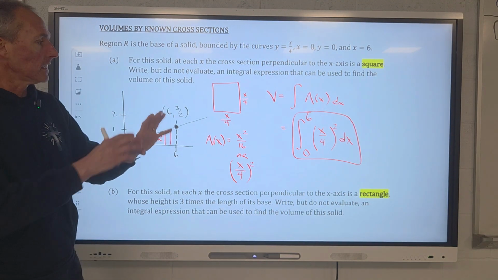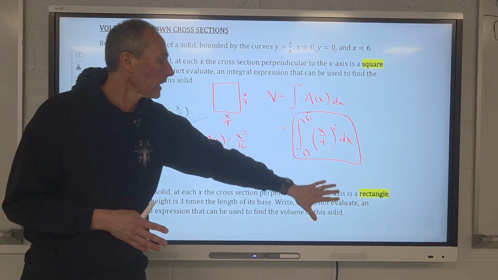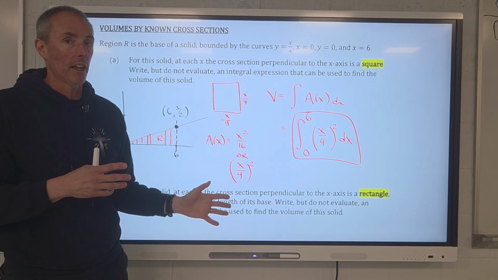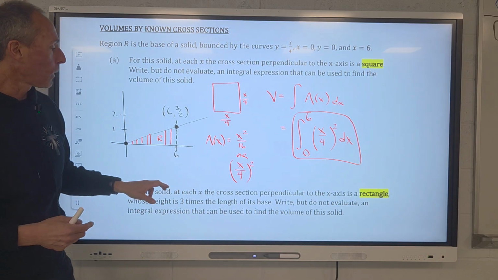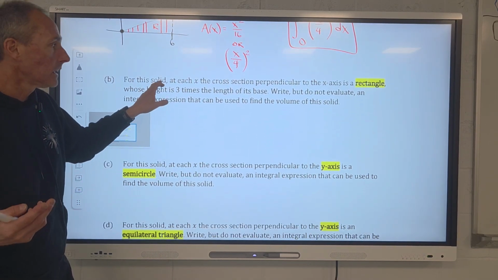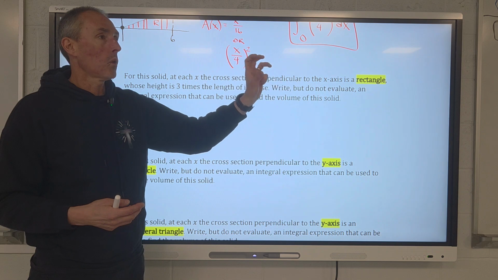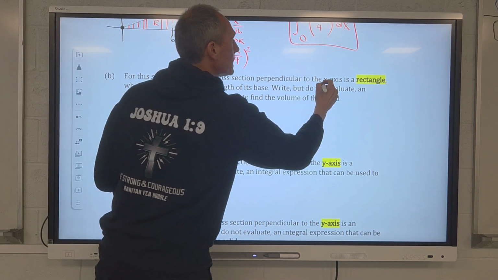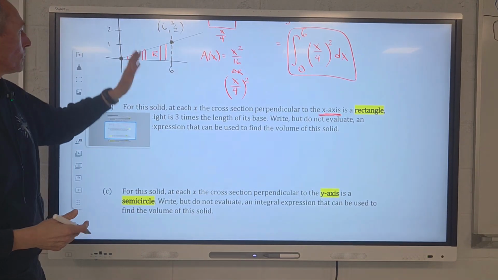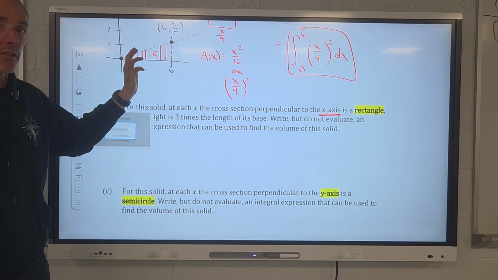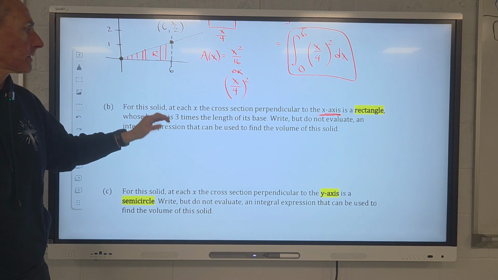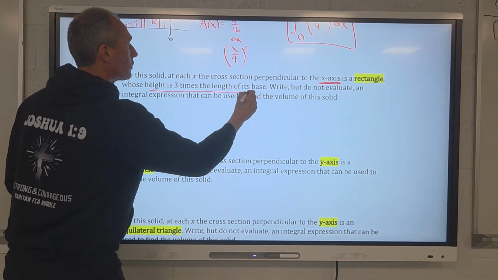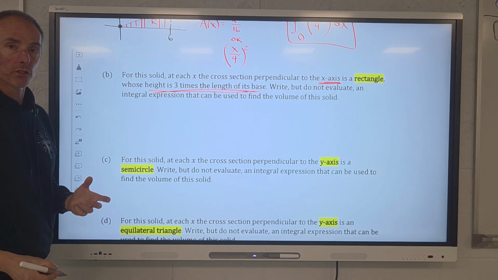So let's stay in the rectangular family, right, and go from square to rectangle. Now what's different? Rectangles don't necessarily have the same length and width. So what we're going to need to understand or be given is the dimensions of this rectangle. Look at this problem. We're still perpendicular to the x-axis, which means I'm still drawing the sides of my rectangle perpendicular to the x-axis. But now look what they say: the height of the rectangle is 3 times the length of its base.